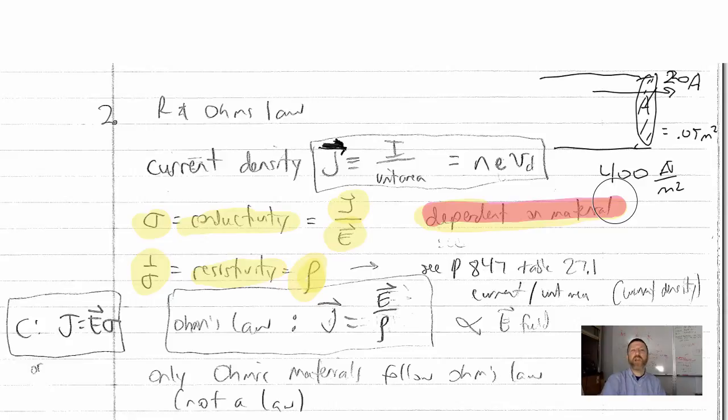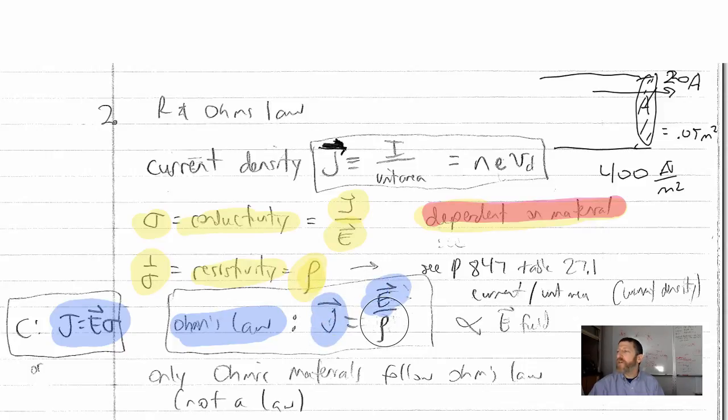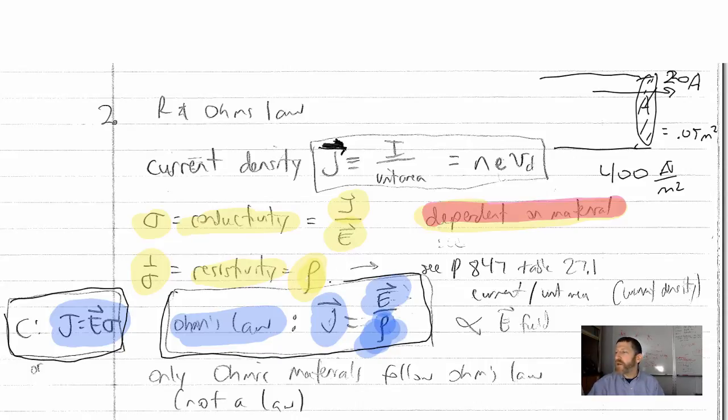So this is actually Ohm's law right here. This is Ohm's law. J, the current density, is the electric field times the conductivity. Now, I prefer this form of it, because this looks like the Ohm's law we're used to. The current density is the electric field divided by the resistivity. So this is why I like this version, although it's exactly identical to saying this. That is the same thing as this right here, Ohm's law.